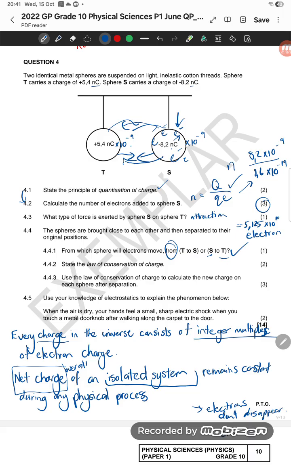Which tells us about the charge. The net charge at the beginning is the net charge at the end if there's nothing else going on. Okay, cool. So, electrons don't disappear. Use the law of conservation of charge to calculate the new charge on each sphere after separation. That's pretty easy. Q new.